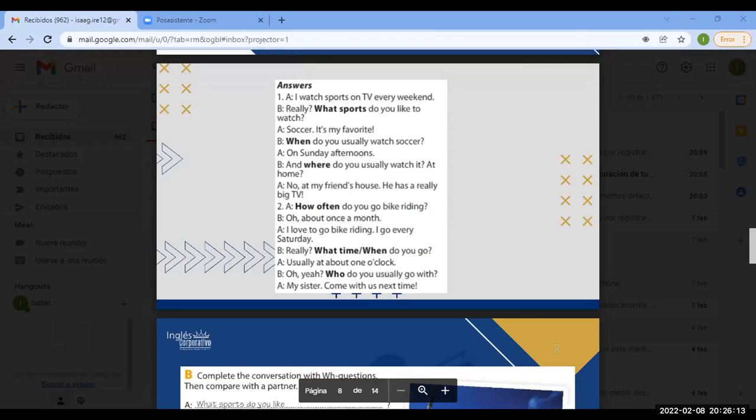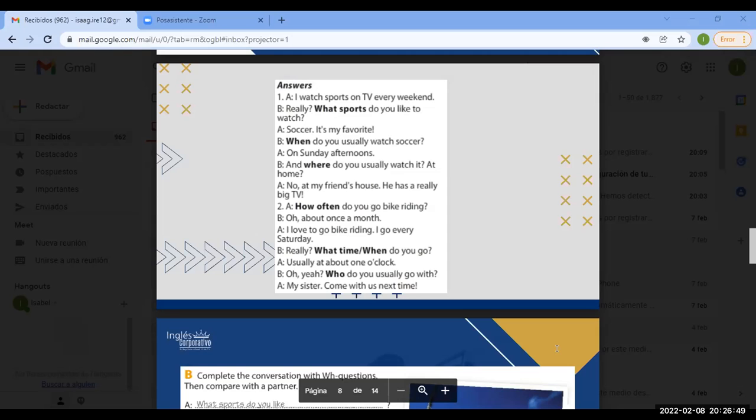I watch sport on TV every weekend. Really? What sport do you like to watch? Soccer. It's my favorite. When do you usually watch soccer? Oh, Sunday afternoon. And where do you usually watch it? At home? No, at my friend's house. He has a really big TV.